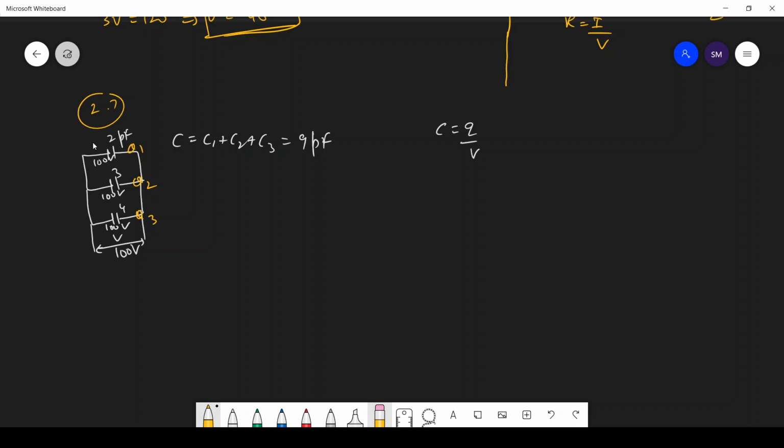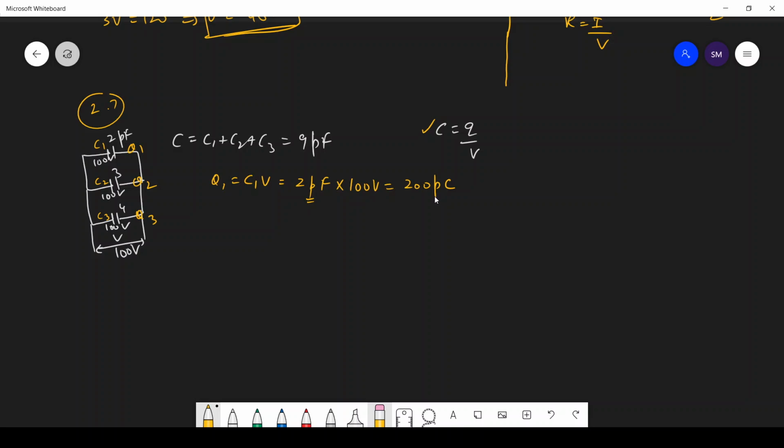So C is equal to Q by V, and Q1 will be equal to C1 V, because V is the same. As their capacitances are different, we can write them as C1, C2, C3. So Q1 is equal to C1V by this formula, and Q1 is equal to C1, which is 2 picofarad, into 100 volt. Let this pico prefix be like this only. So this is 200 pico coulomb.